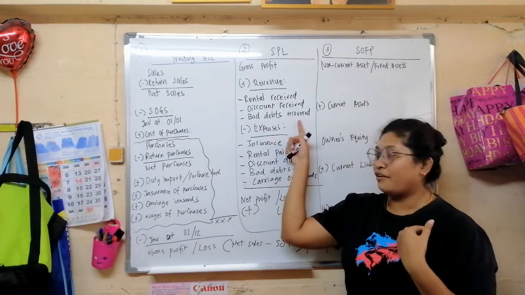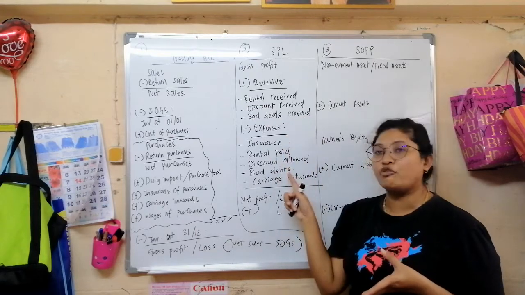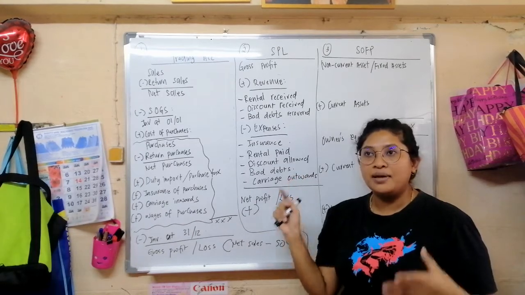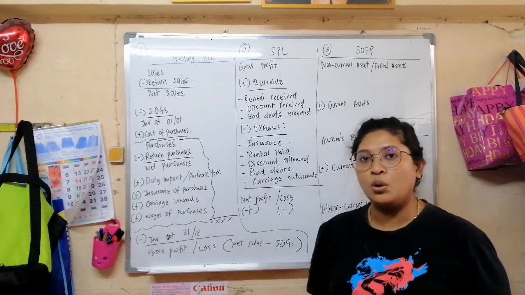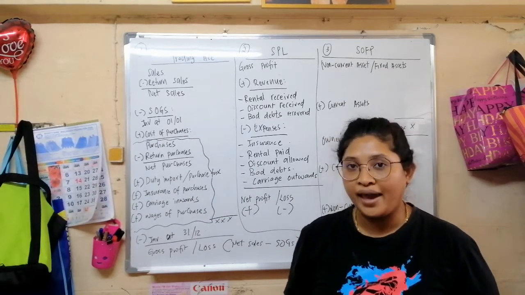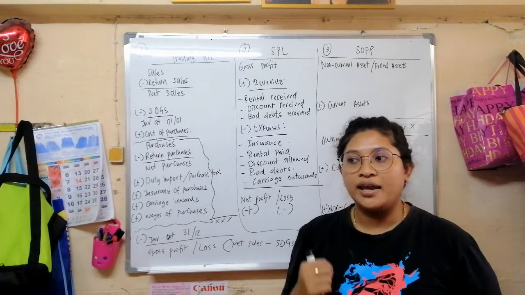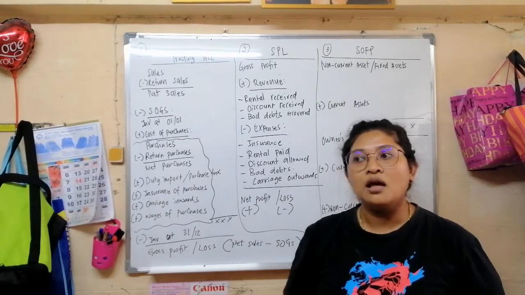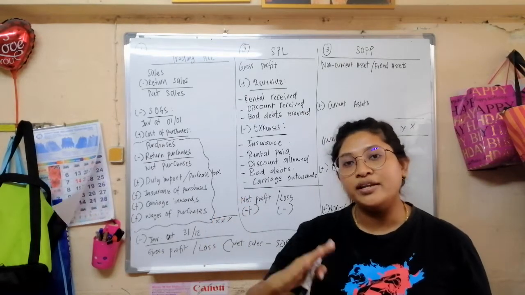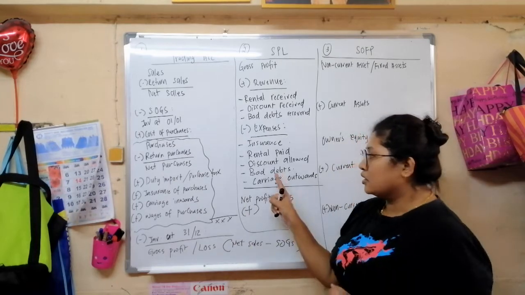And then the bad debts recovered. The bad debts recovered comes from bad debts. I said before, what are bad debts? Bad debts come from our receivables, when our receivables cannot pay what they owe to us. When they cannot pay, maybe for more than a year or 2 years or 3 years, then we will consider it as bad debts.